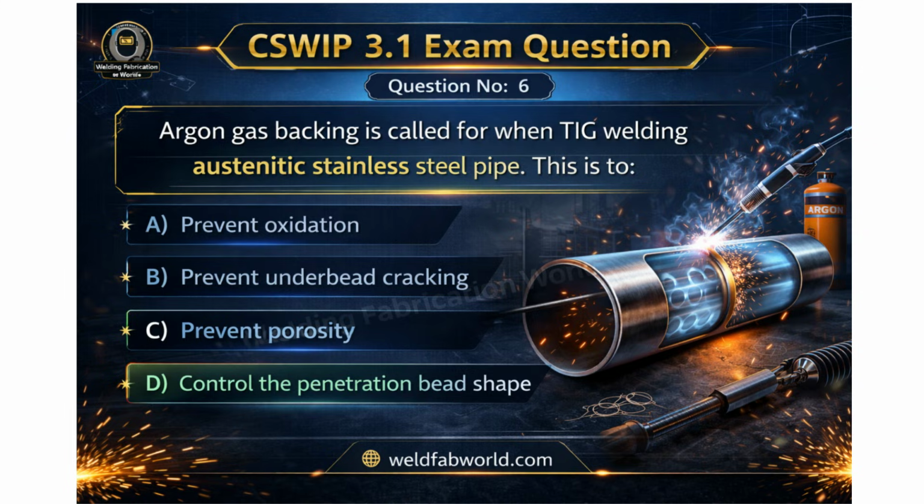Question 6. Argon gas backing is called for when TIG welding austenitic stainless steel pipe. This is to, options A. Prevent oxidation. B. Prevent underbead cracking. C. Prevent porosity. D. Control the penetration bead shape.